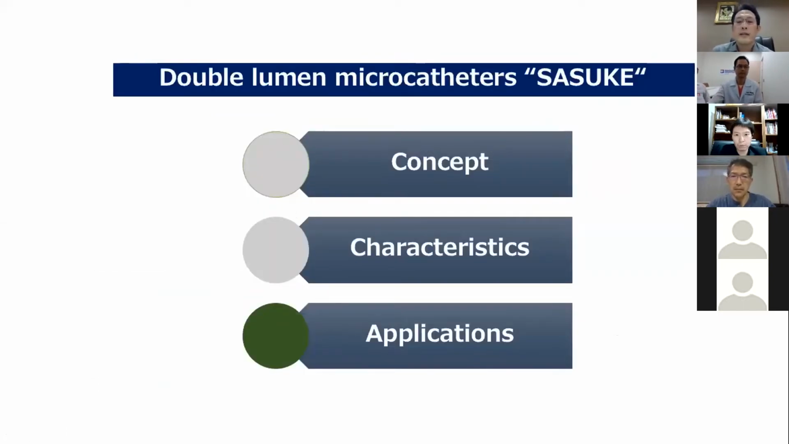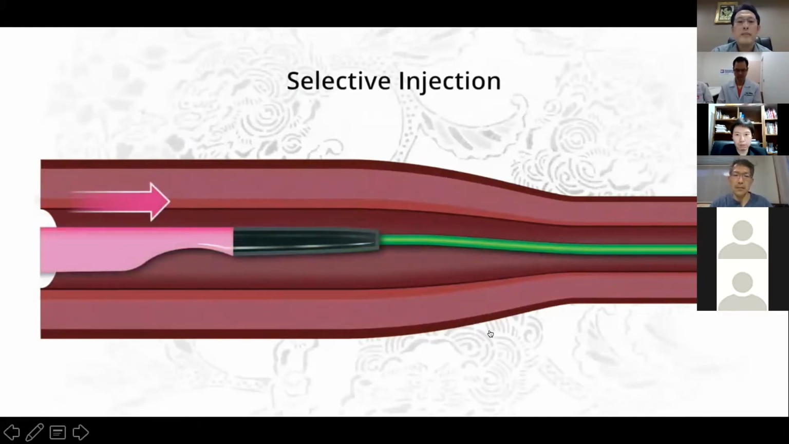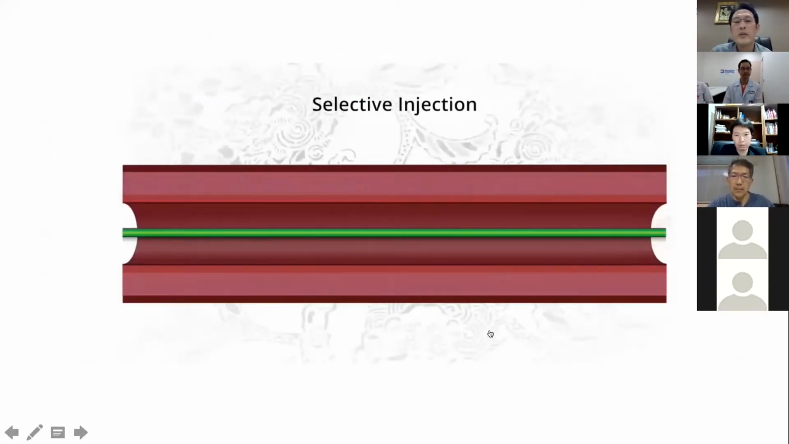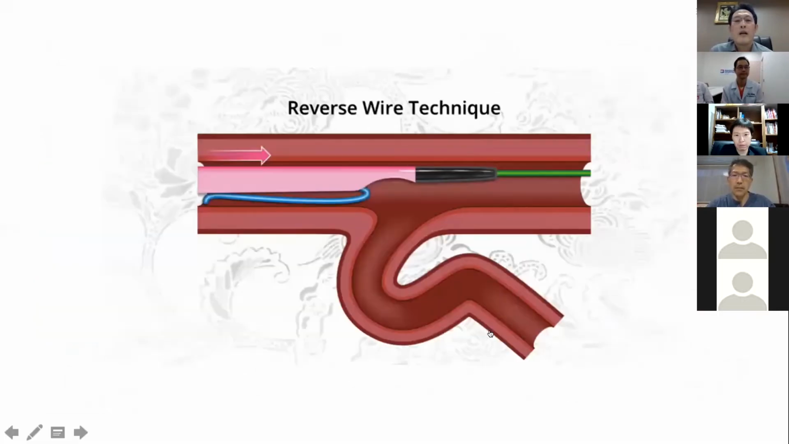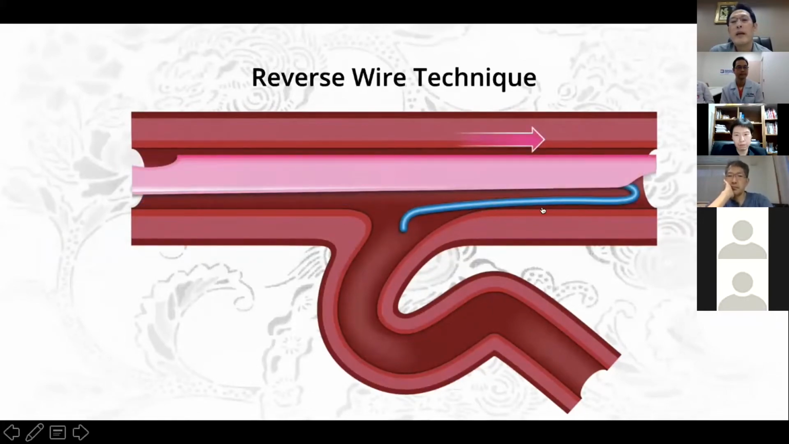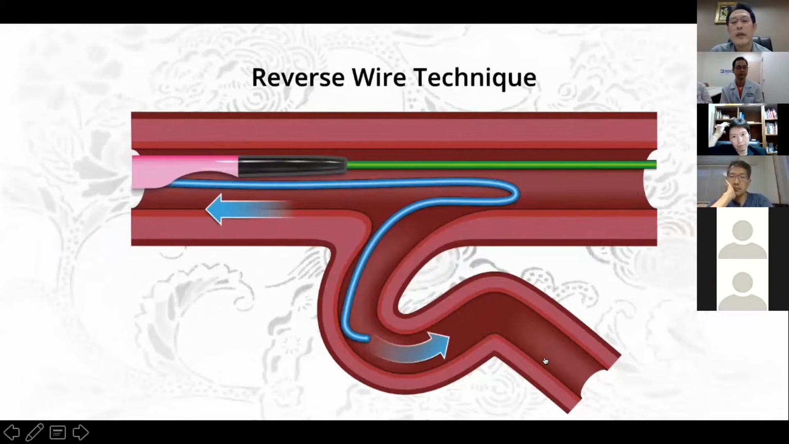The next is the application, how to use the Sasuke in a variety of cases. The first is to do selective injection, because it is a microcatheter, so you can do tip selection over the OTW port to do a selective angiogram, or to do a reverse wire like a Crusade. Make the tip of the guide wire a hairpin like this and cross the side branch, the acutely angulated side branch, like this.